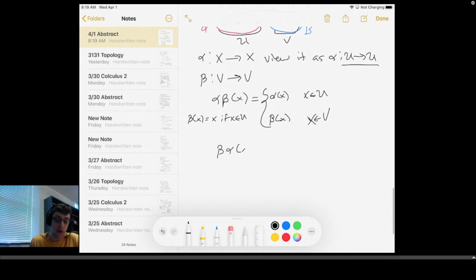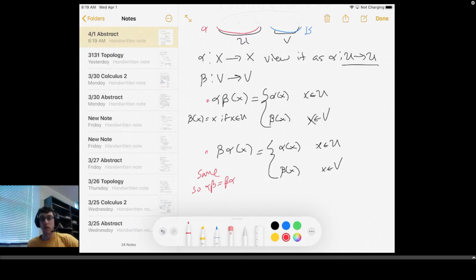Well, what if we did it the other way? You're going to get the same thing, right? Because, again, if x is in u, alpha affects it, but then beta fixes it, and so I just get alpha of x back. And if x is in v, then alpha fixes it, so I get x, and then I plug x into beta, so I get beta of x. Well, these are the same, right? They're the same on every point. So alpha beta equals beta alpha as functions.